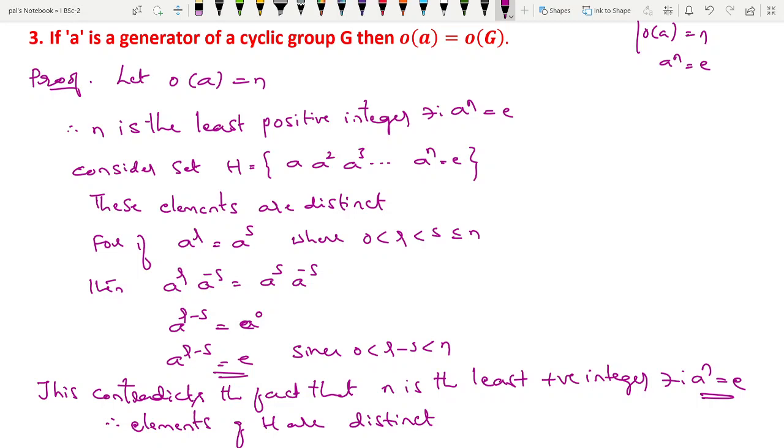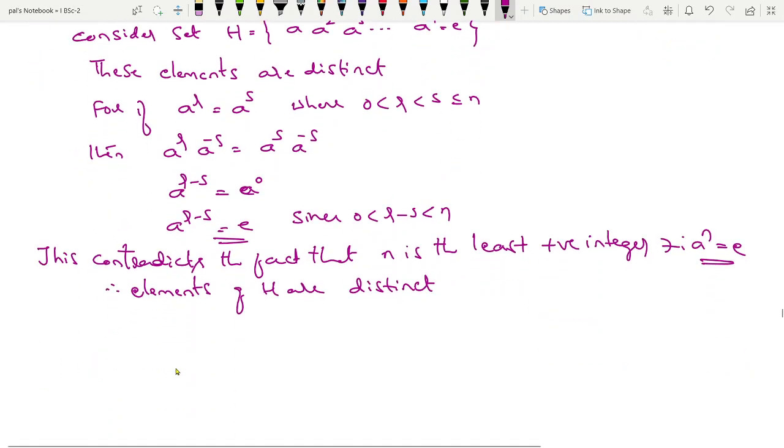So initially we consider a set h and then we take that two of the elements of h are the same, and finally we conclude that all the elements of h are distinct. Because if we take two elements to be the same, we get a wrong result: a to the power of r minus s is equal to e. So that means our assumption is wrong. That is, a to the power of r is equal to a to the power of s is wrong. That is not possible.